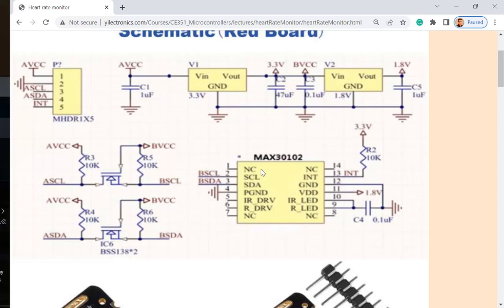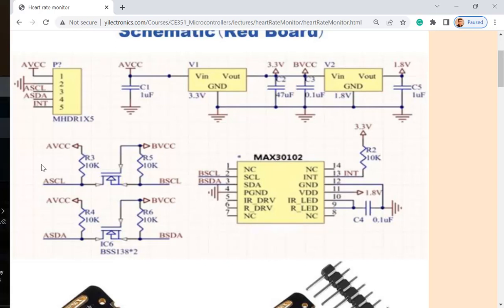Logic zero for this chip is ground. In digital circuits, ground is always 0 volts. So ground is 0 volts, and 3.3 volts is logic one.